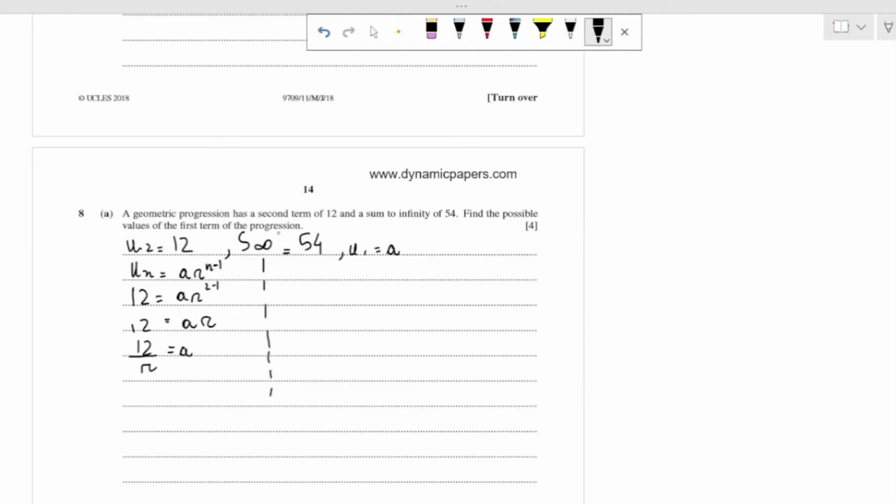Now this is just one of the equations. We need a second equation with which we can find a and r simultaneously. So we know the formula that sum to infinity is equal to a over 1 minus r. Again, you can refer to this formula in the formula booklet. We know sum to infinity is 54. We don't know what a is, and we don't know what r is. So we bring the 54 over, multiplying it by 1 minus r. We'll be left with a on this side, and a was also over here. So we're going to substitute the value for a over here, 12 over r.